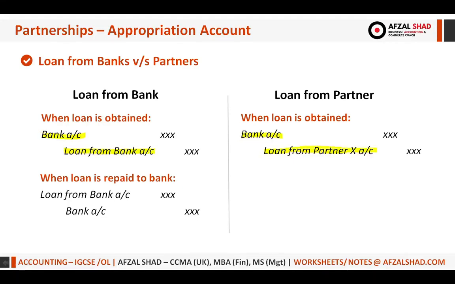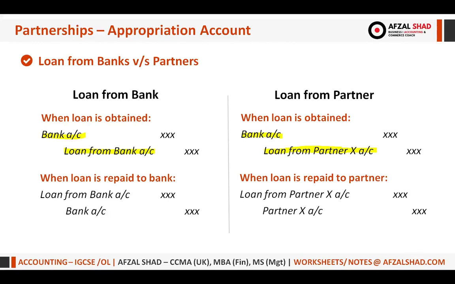Now, when you are returning the amount to the partner, you debit the loan from partner X account. Why do you debit it? In the previous entry, you saw that the loan from partner X account was credited. Now you are debiting it because the liability is going to decrease. So loan from partner X account is debited because the liability is decreasing. You are paying back the loan. From the perspective of the business, the liability is decreased.